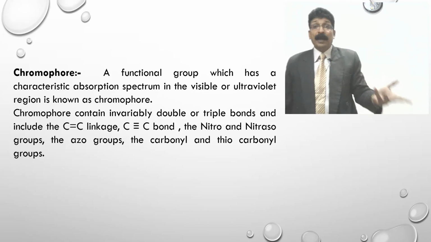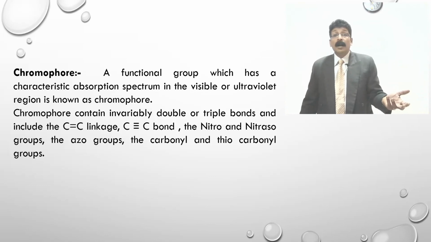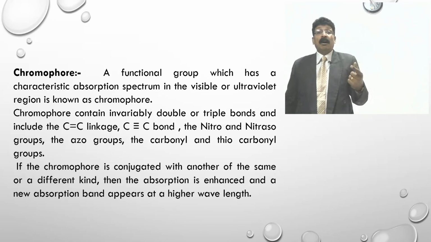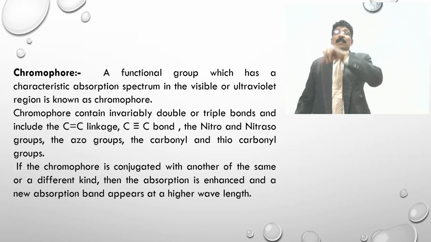Hydrogen compounds only, azo compounds inside the ring, outside the ring. Inside the ring we are talking about carbonyl compounds, thiocarbonyl compounds, lone pair of electrons; they all are chromophores. So if a chromophore is conjugated with another of the same or a different kind, then the absorption is enhanced. And a new absorption band appears at the next higher wavelength.